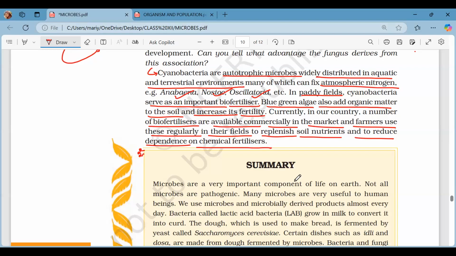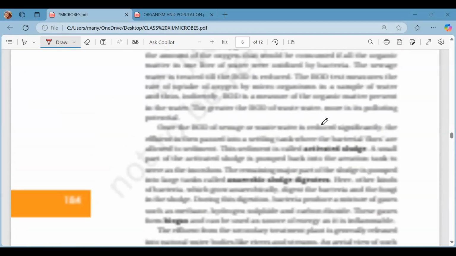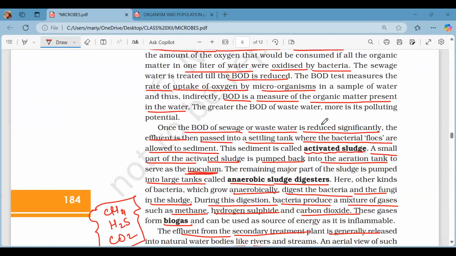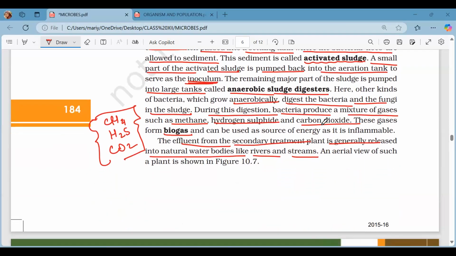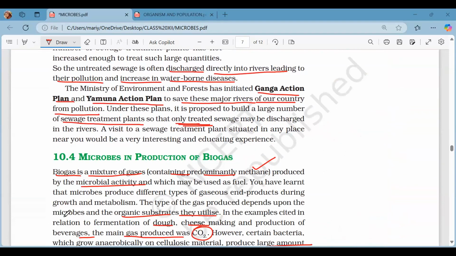Ma'am, one doubt. Tell me. In the sludge, primary treatment and secondary treatment, what happens to the floc, which is allowed to sediment? Is it that thing that digests, like the bacteria which digest these bacteria and fungi? Like the anaerobic digestion is done by them. They only reduce the BOD. No doubts. Rest all is clear, ma'am.